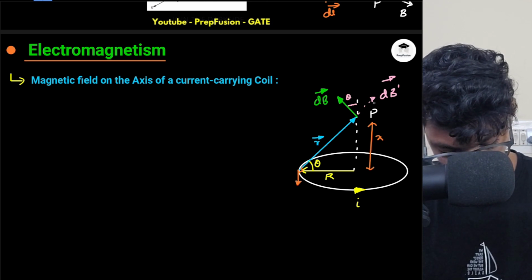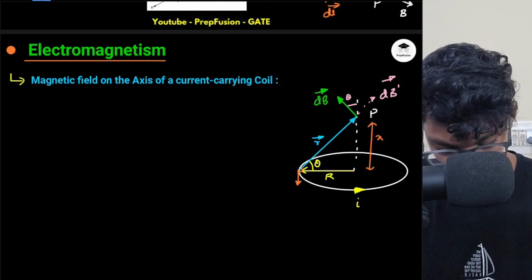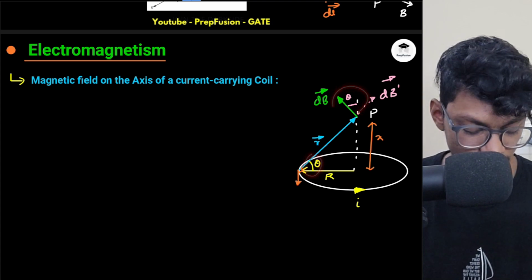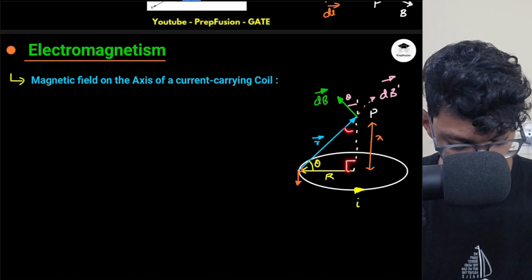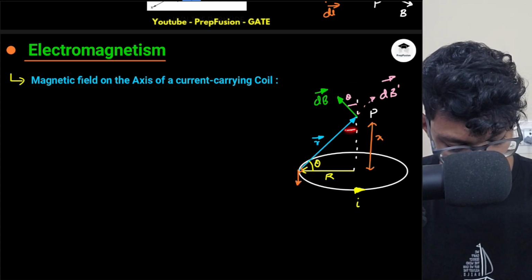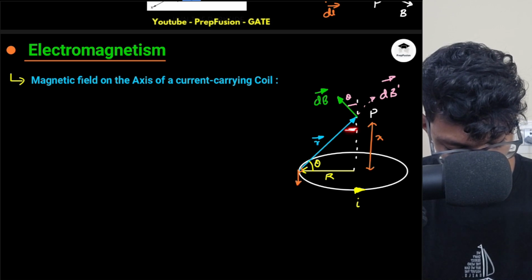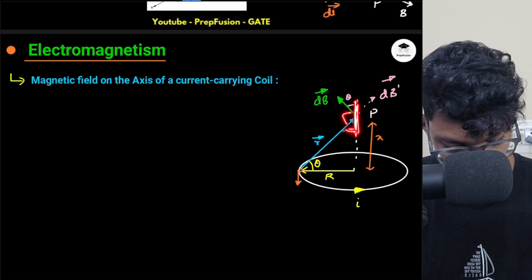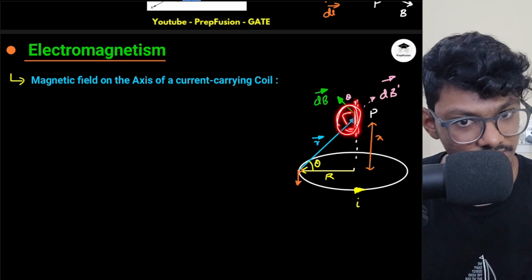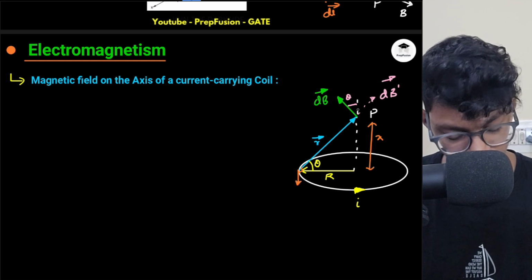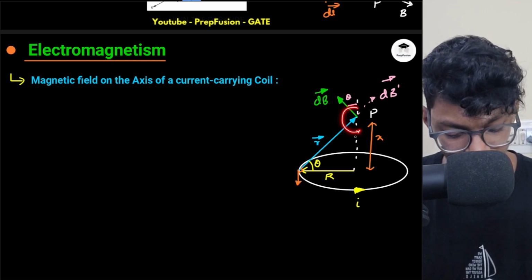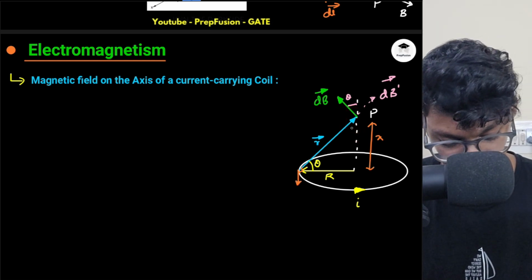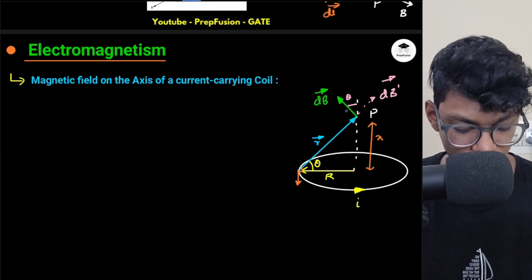If this angle is theta, what can I say about this other angle? This angle will also be theta. Why? This is 90, this will be 90 minus theta, so this overall is 90, and this whole angle is 180. So 180 minus 90 minus theta will simply give me theta. This angle will give me theta because this is 90.